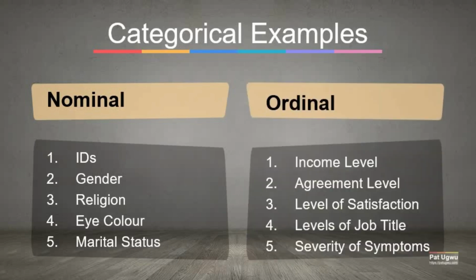For ordinal, an example is income level. For example, low income, mid-income, high income. These are categories, but they are also ranked. Another one is agreement level, like agreed, strongly agreed, disagree, strongly disagree, and so on. Third one is level of satisfaction, like poor, fair, good, excellent, and so on.